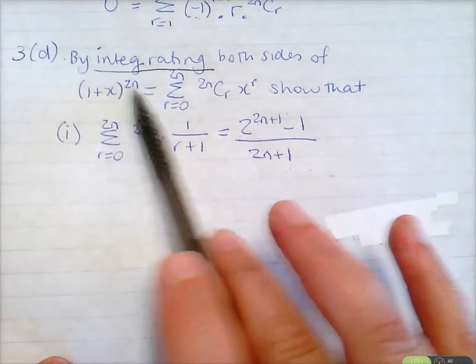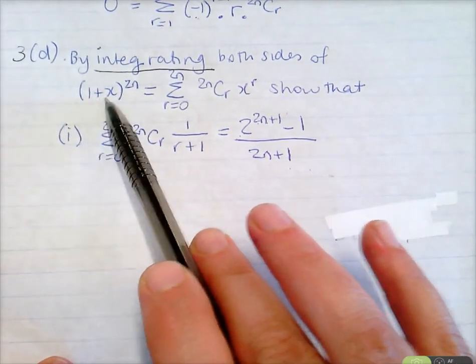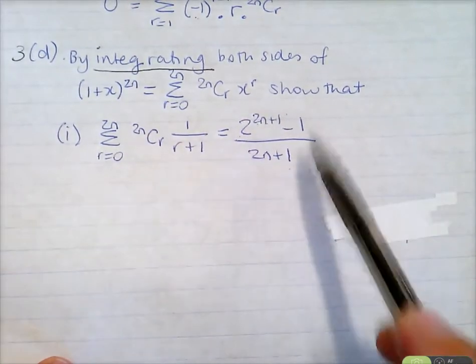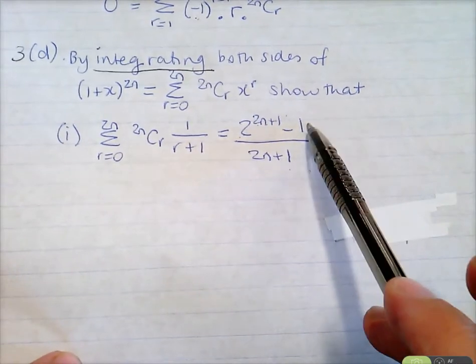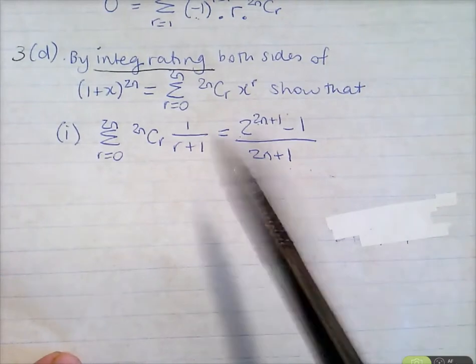If you integrate this side, actually, have a look at this side. If you integrate this side, what do you get? 1 plus x to the 2n plus 1 over 2n plus 1. That is that. All right, we've got the minus 1 here. It must be coming from the other side. So I'm integrating and substituting x is what?